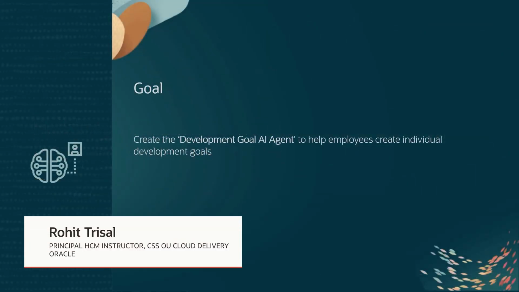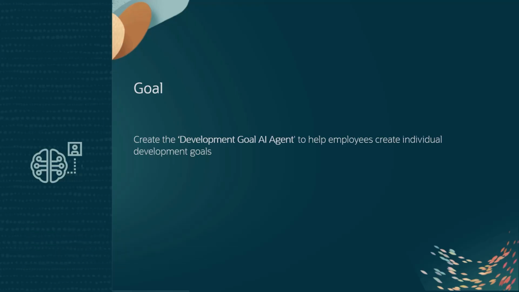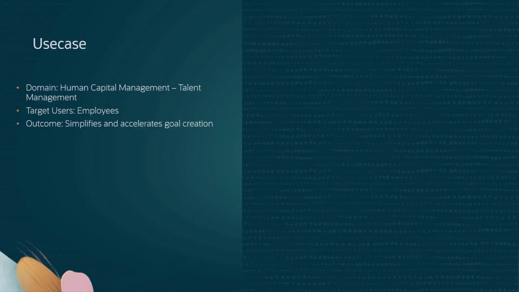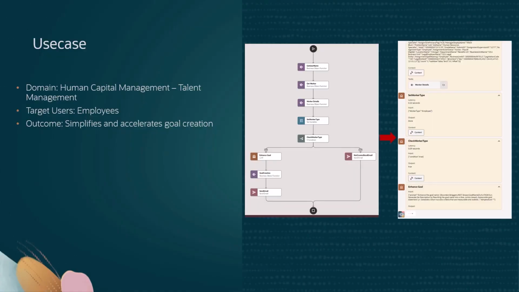In this demonstration, our goal is to build a development goal workflow agent that assists employees in creating individual development goals. The development goal AI agent supports employees by generating clear, actionable development goals. It streamlines goal creation, reduces employee workload, and improves overall goal quality.